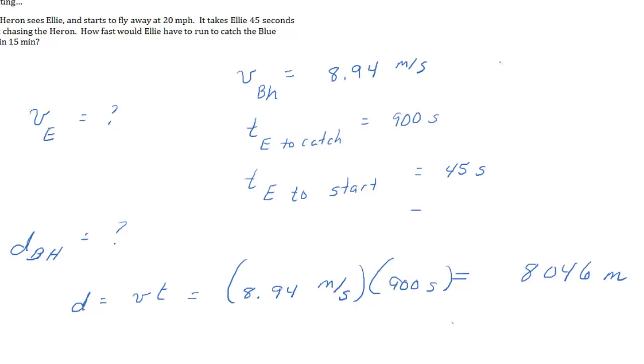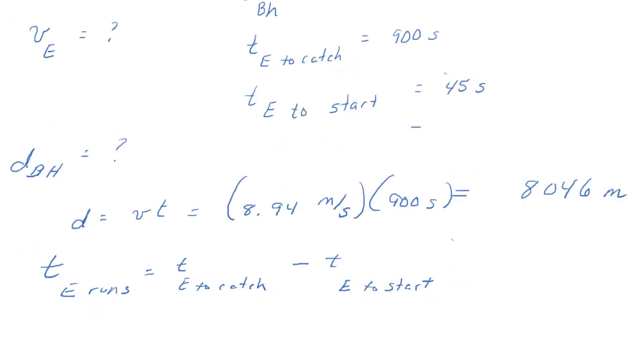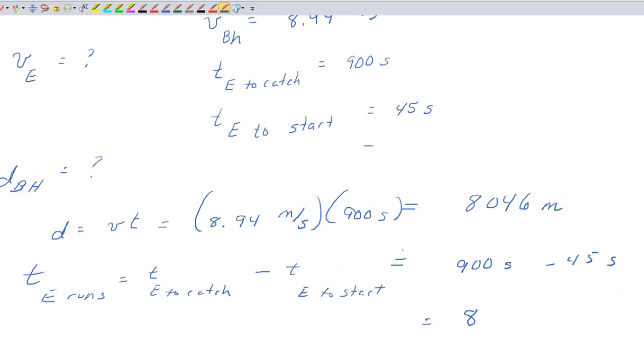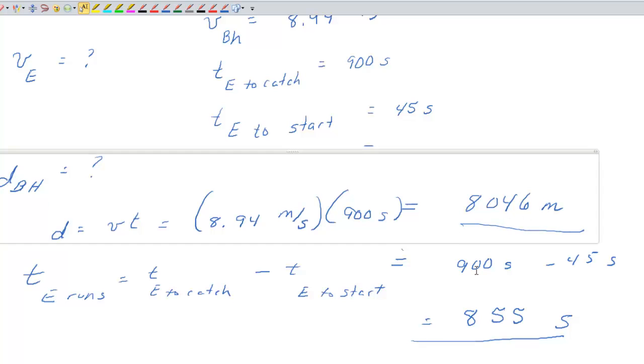So let's rewrite some stuff here. What I've done is I've written down that the time Ellie has to run and cover this distance is equal to the time Ellie has to catch the heron, the 900 seconds, minus the time it takes for Ellie to start. So we've got 900 minus 45. In other words, Ellie's going to actually be running for 855 seconds. So now we know the time that Ellie's going to be running, and we know the distance she's going to cover, because that's how far the heron's going to fly. So now it's pretty easy to figure out the velocity. Let's go ahead and do that.